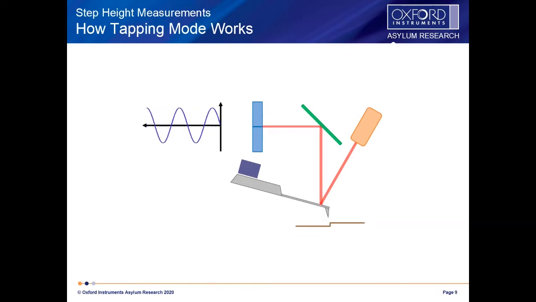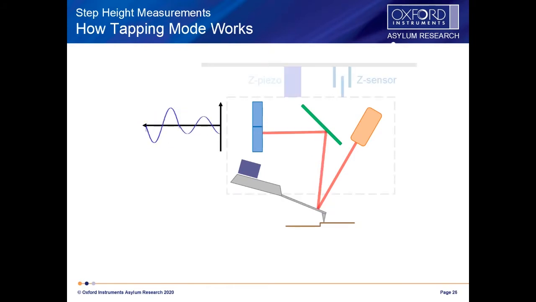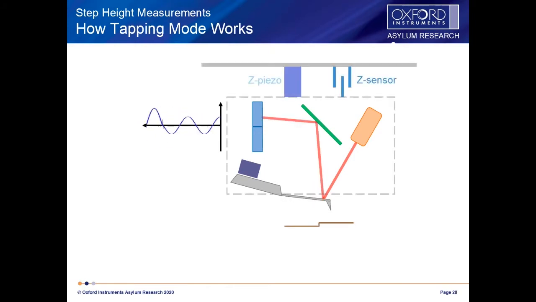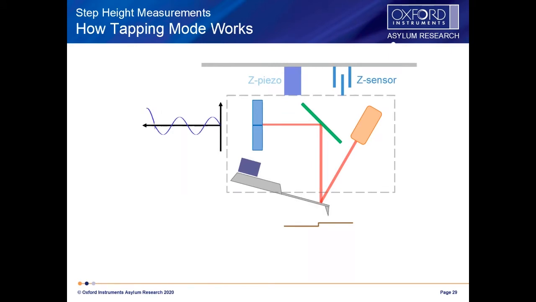What you see here is the tip tapping on the surface, and as the tip taps on the surface, the detector measures the response of the tip in the form of a sine wave. Now, when your tip goes over a different part of the sample that's taller, there is less room between the tip and the sample, and the amplitude of oscillation of the probe becomes smaller. So now you have a smaller amplitude of oscillation.